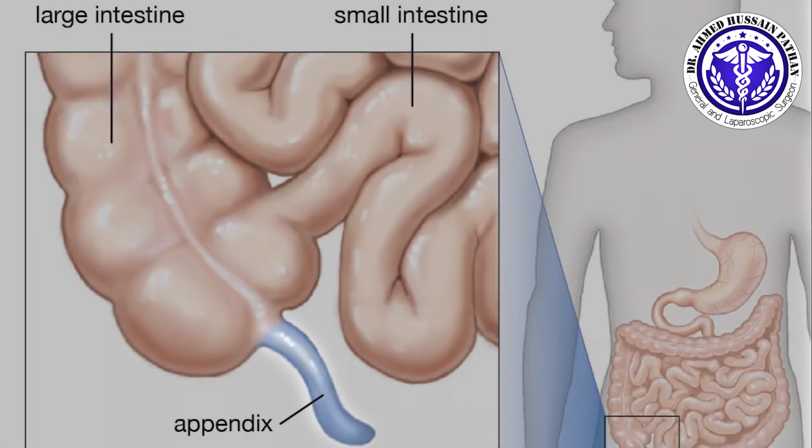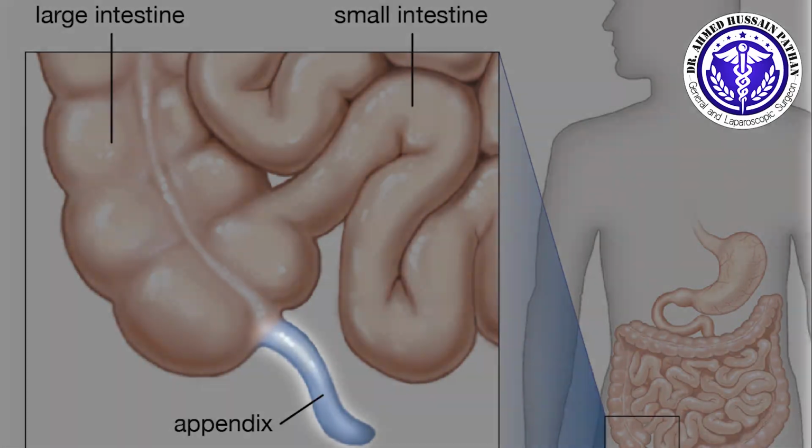Today I am going to tell you about appendicitis. Appendicitis is an inflammation of the appendix. The appendix is a tubular structure which is attached at the base of the cecum. When an infection occurs, it causes appendicitis.